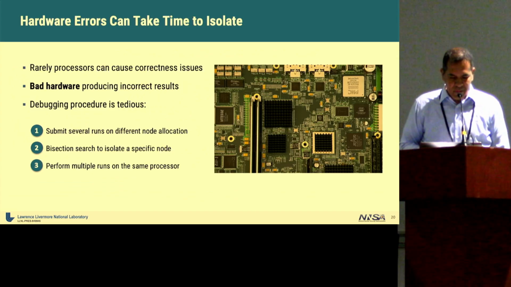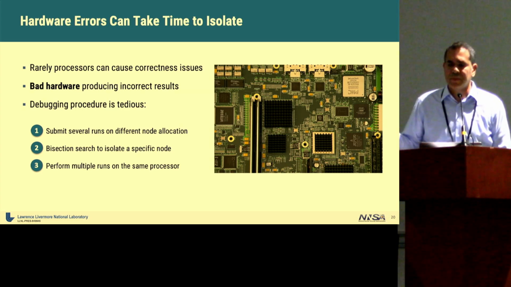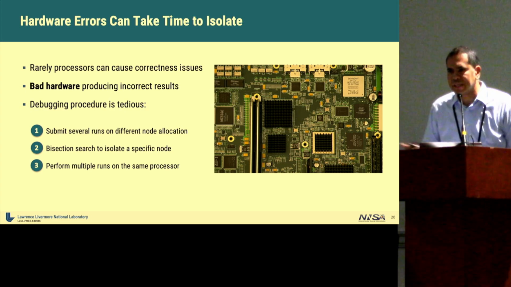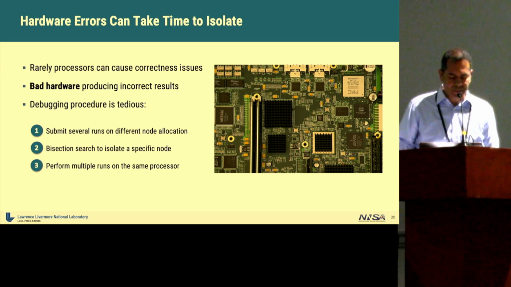And the last area I wanted to mention is hardware errors. Sometimes hardware errors can take time to isolate. Rarely we see processors that can cause correctness issues. It's not common, but we see cases like that where we have bad hardware producing incorrect results. And this could be because the processor is aging, or we just have to replace the processor.